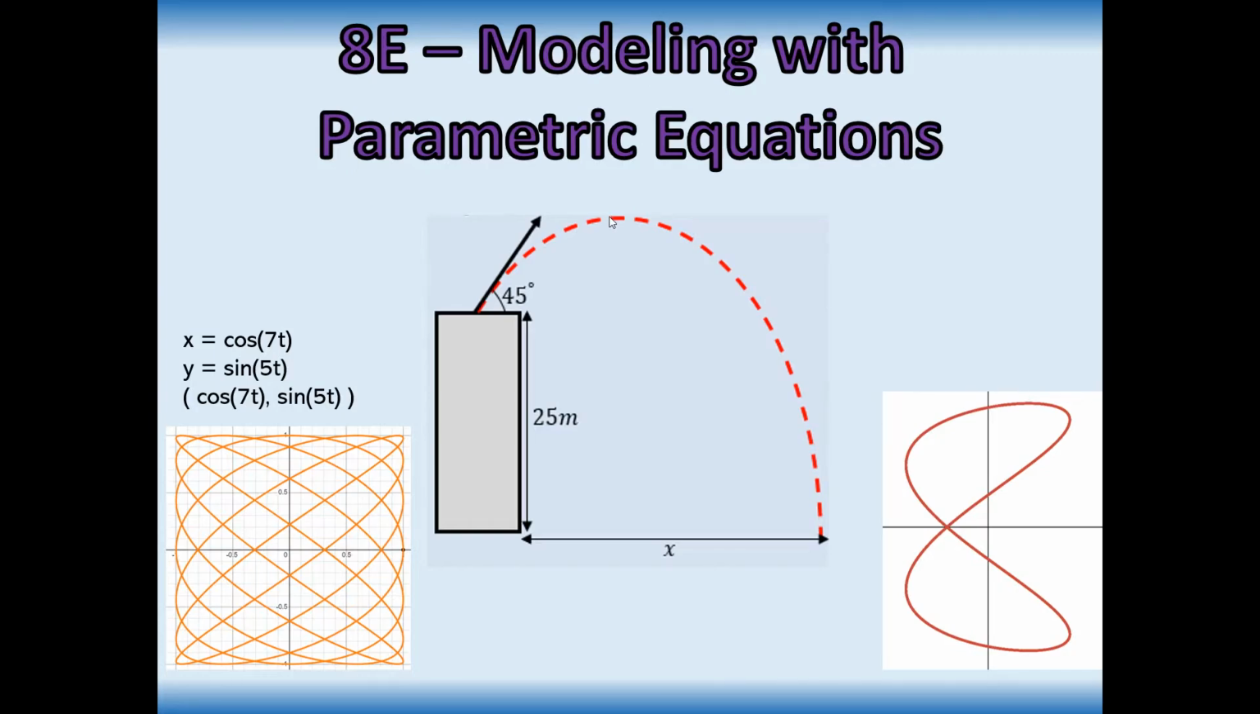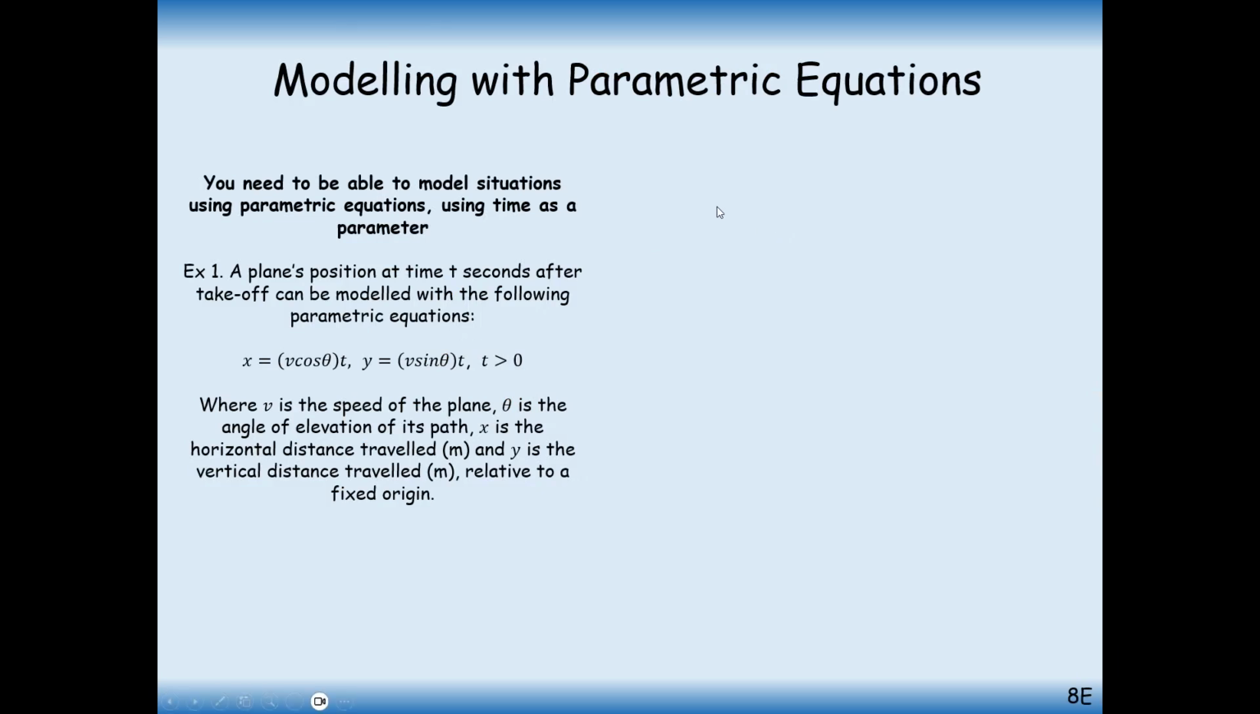We'll be looking at modeling real-life situations with parametric equations. So, in the very first example, we were told that an airplane's position t seconds after takeoff is modeled by the following parametric equations. x is v multiplied by cos θ, and because we are calculating a position, if I remind you about applied maths, it is the displacement.